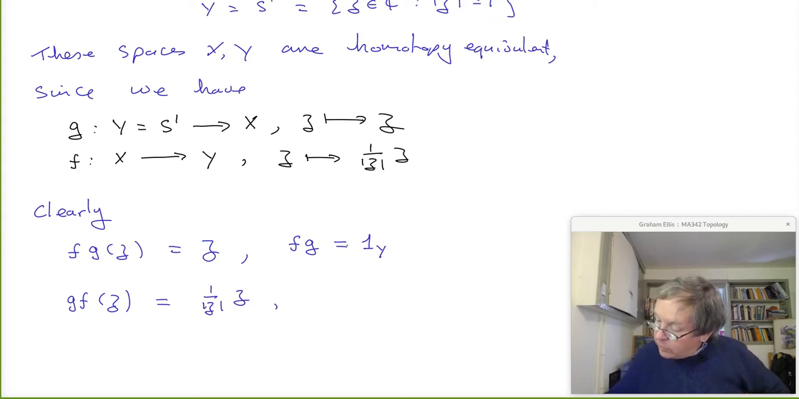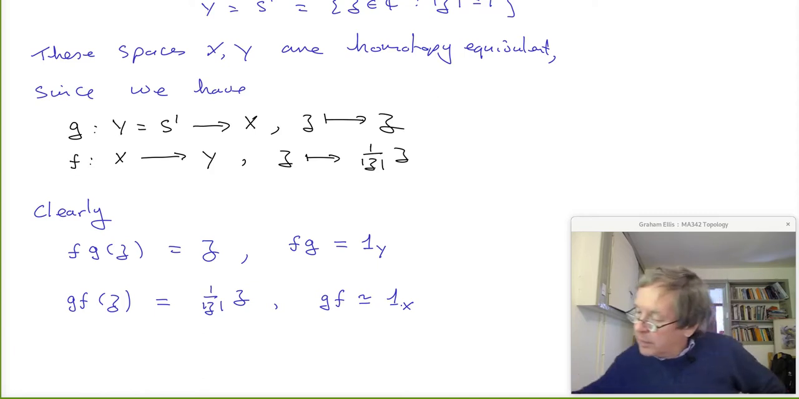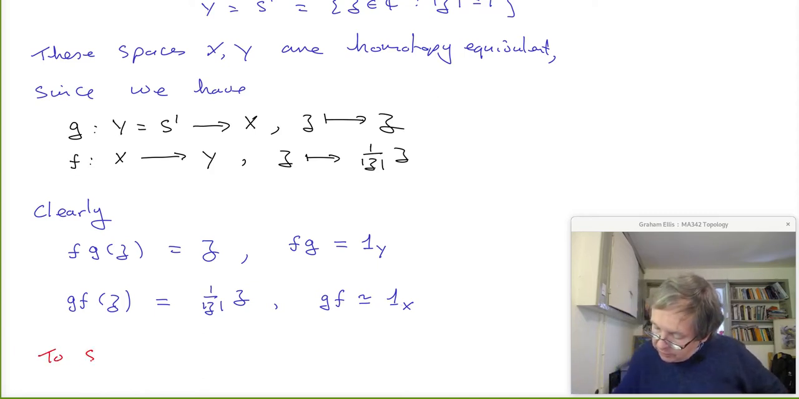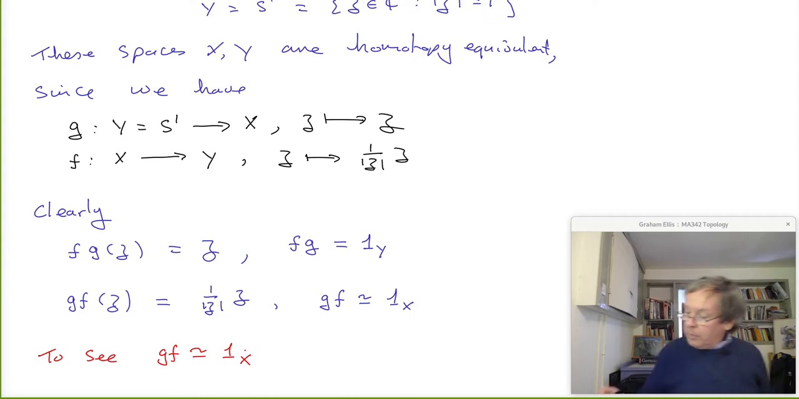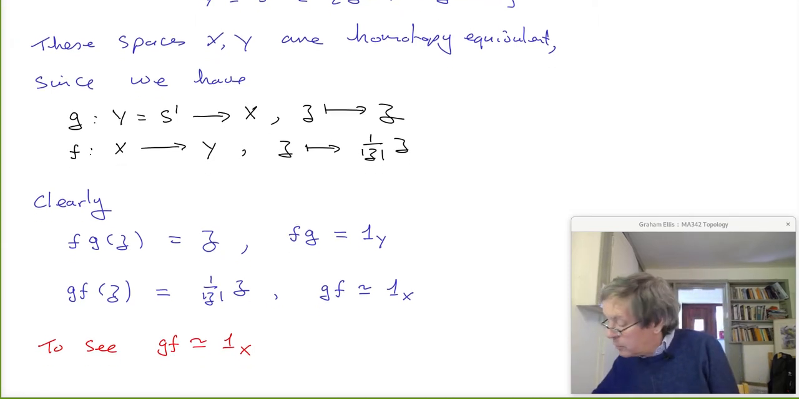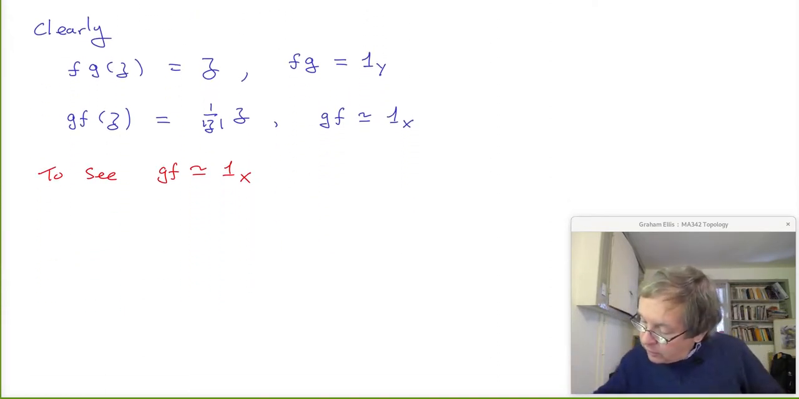And what I'm claiming, so this one is definitely homotopy equivalent, and I claim that gf is actually homotopy equivalent to the identity on x. I better prove that. So to see that gf is homotopy equivalent to the identity function on x, we'd better do some reasoning. In the first case, if fg equals the identity, it's certainly homotopic to the identity. Here, gf isn't equal to the identity. So I need a homotopy. I need to come up with a homotopy. So the best thing I can do is look at my notes rather than draw it out too long. So to see that, we can use the following homotopy.